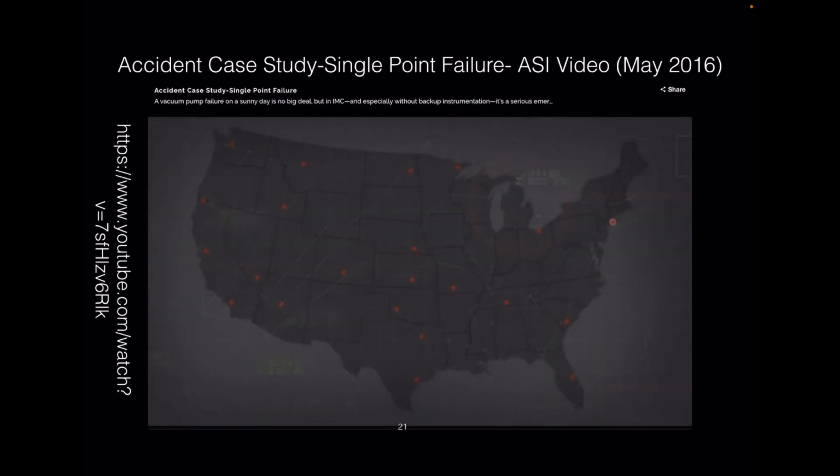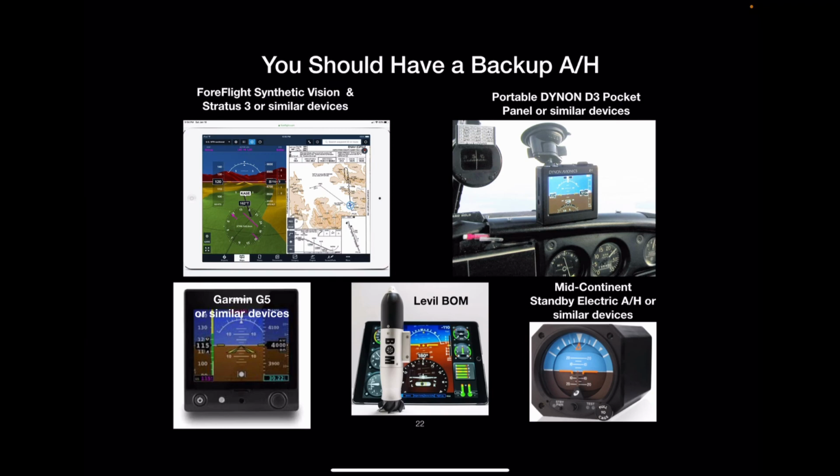Now remember, this guy was no novice. He was a 4,000-hour ATP-rated pilot. And this video is a good example of why you should have a backup artificial horizon. And today, there's a plethora of options out there. There's probably 15 different options that you could choose from. I've just listed 5 of them here.